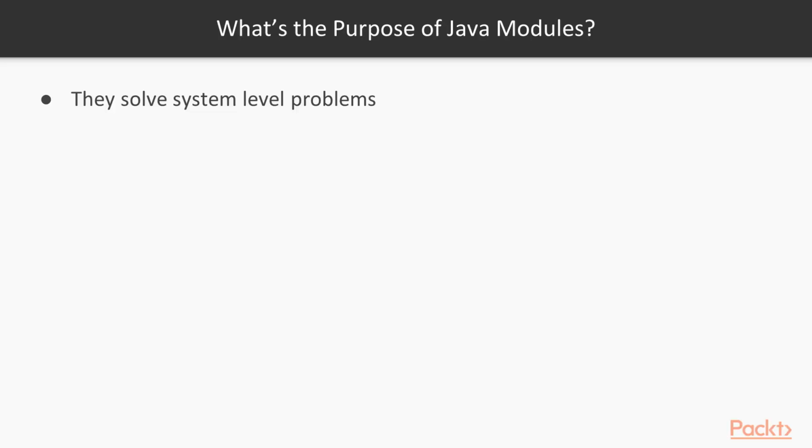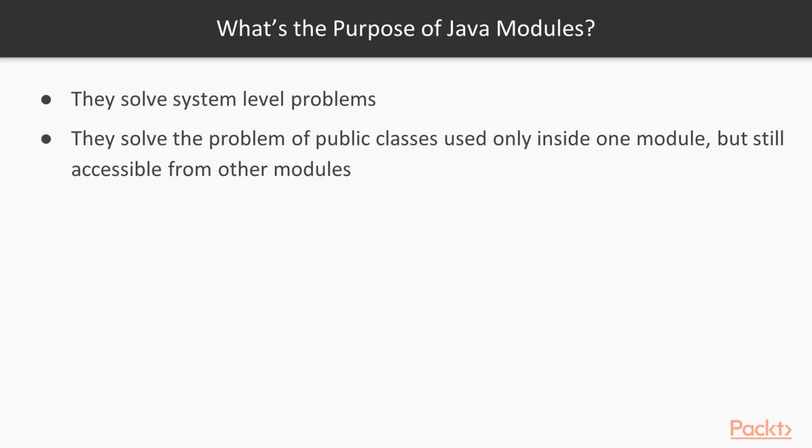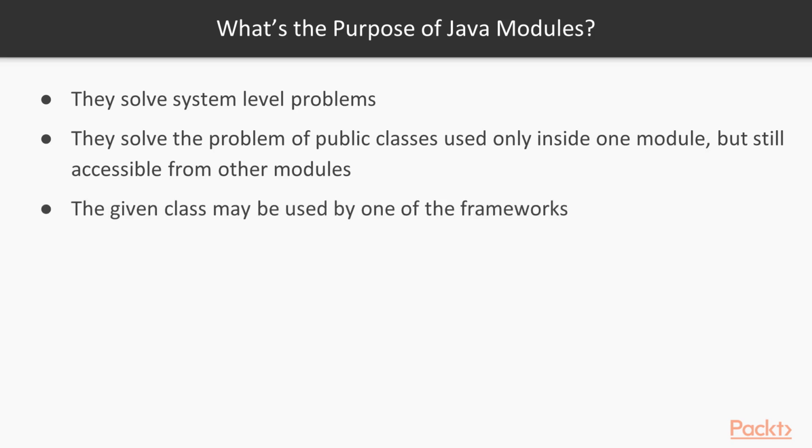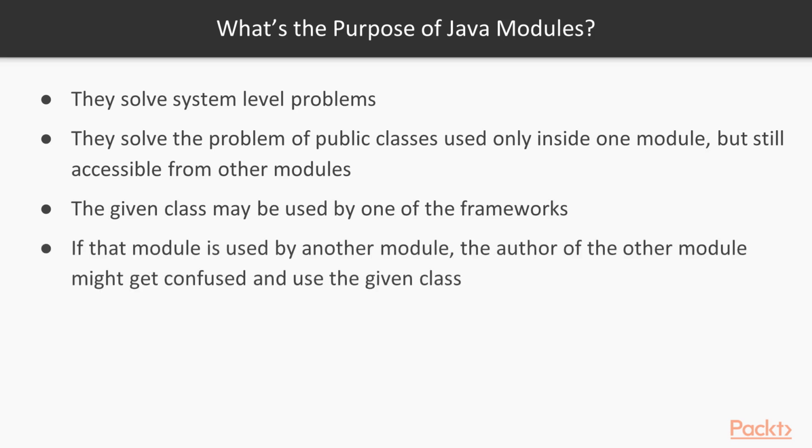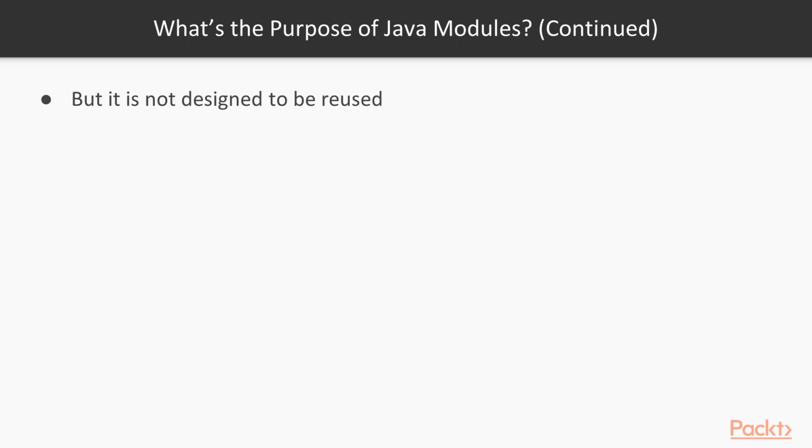But what's the purpose of Java modules? They solve system-level problems. For example, the problem of public classes used only inside one module, but still being accessible from other modules. The given class may be used by one of the frameworks and must be public. If that module is used by another module, the author of the other module might get confused and reuse the given class. Unfortunately, it is not designed to be reused.